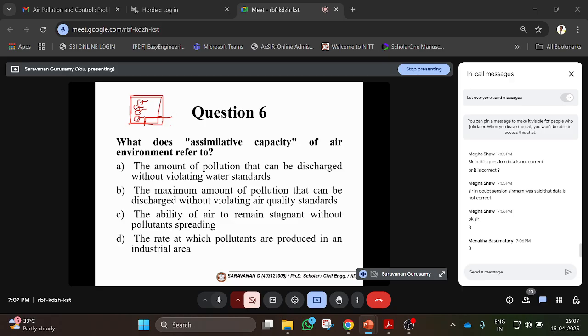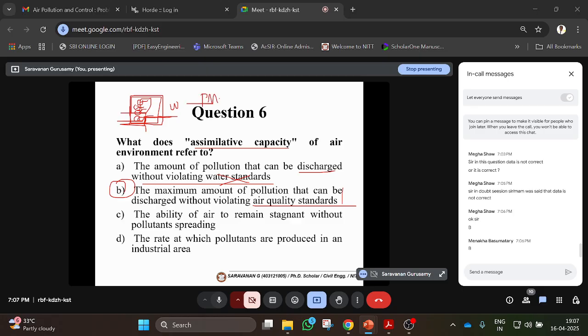If I can pollute some more, then I can give approval. It's not pollution, it's emission, if the air can handle the dispersion. Then I can give approval to this industry, right? So that's called assimilative capacity: the amount of pollutant that can be discharged without violating the water standards or air quality standards. So the maximum amount of pollution that can be discharged, say by the 100th industry or the 101st industry, without violating the air quality standards. Already all the industries are emitting.